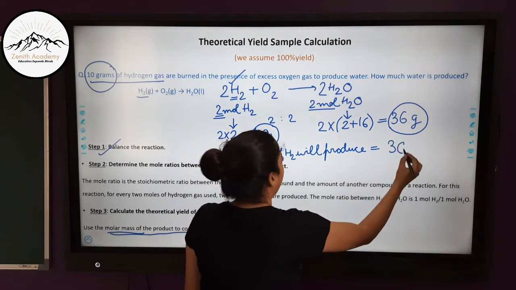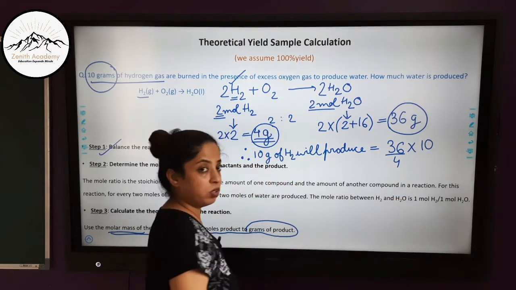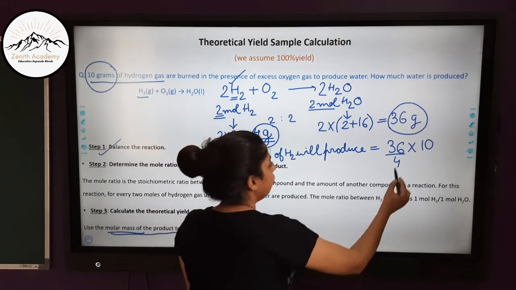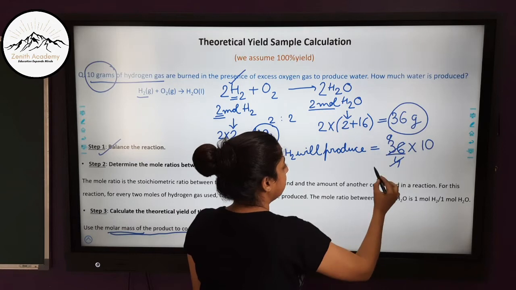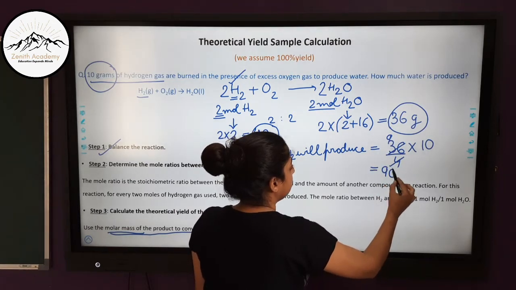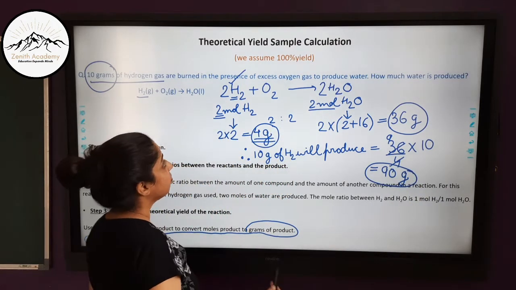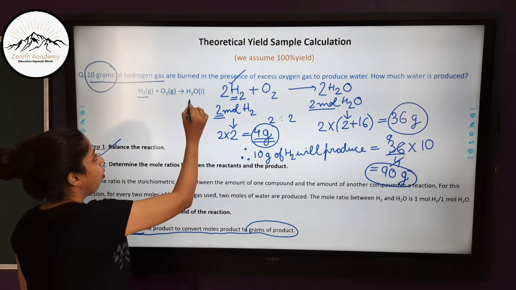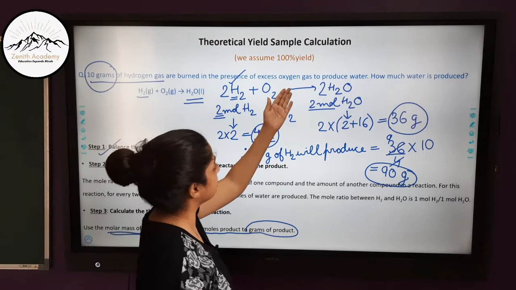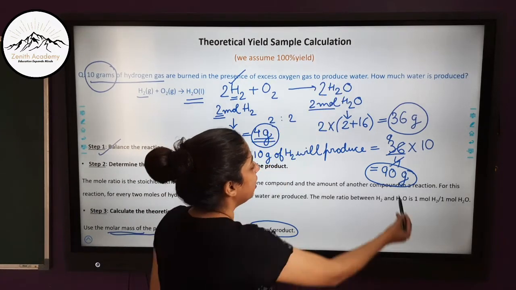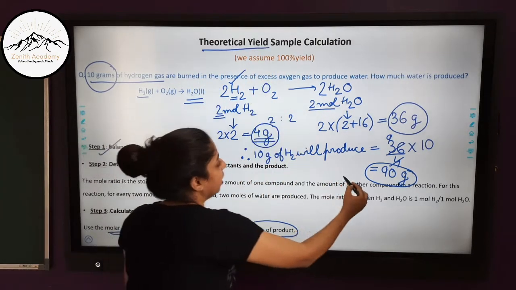36 upon 4 into 10. Okay, we have followed the unitary method to do this. So 4 9s are 36, 9 into 10 is 90 grams. So 90 grams is our theoretical yield, meaning we are getting 90 grams of water. So 10 grams of hydrogen gas are burned in the presence of excess oxygen gas to produce 90 grams of water. So the theoretical yield is 90 grams.